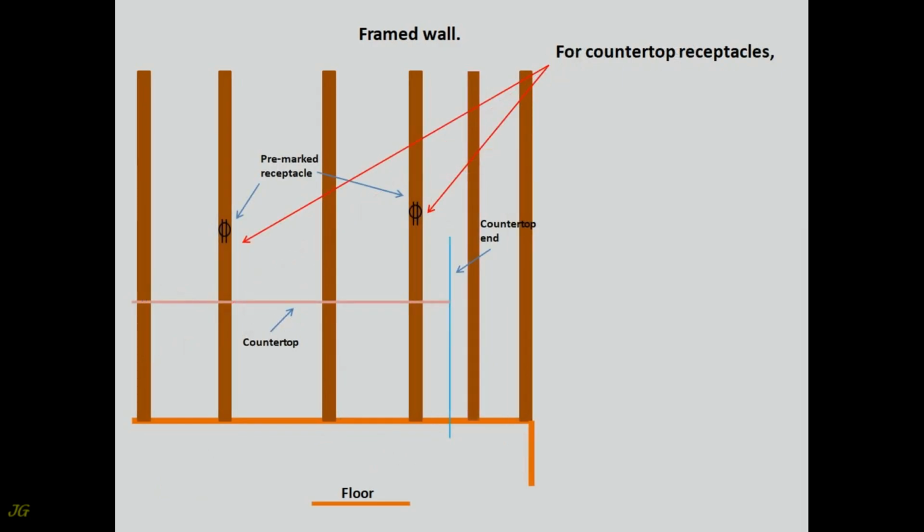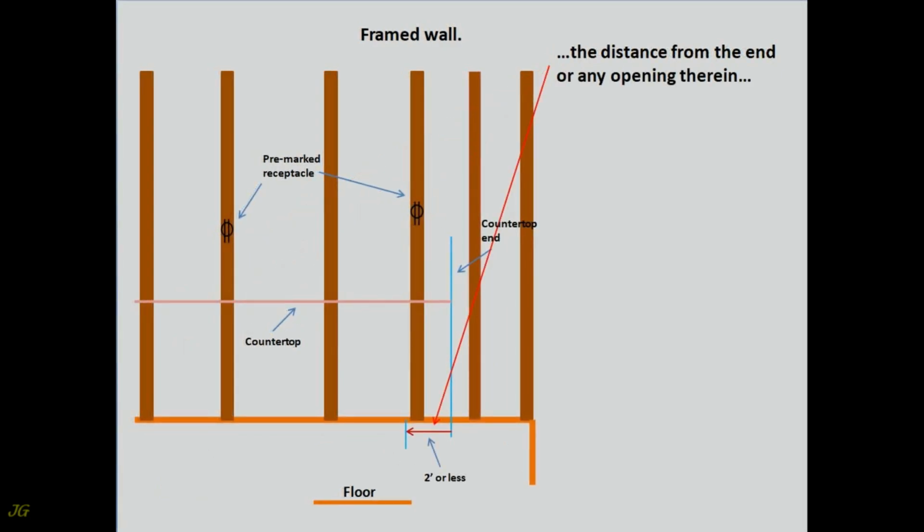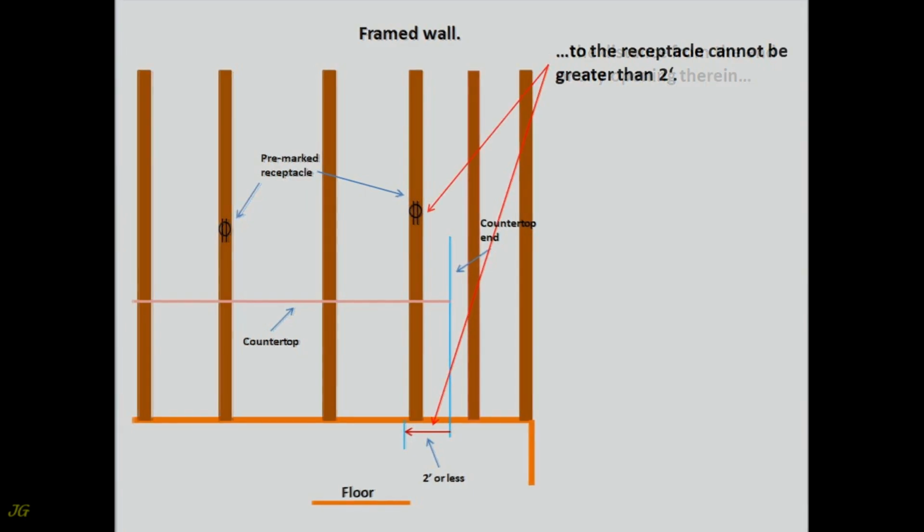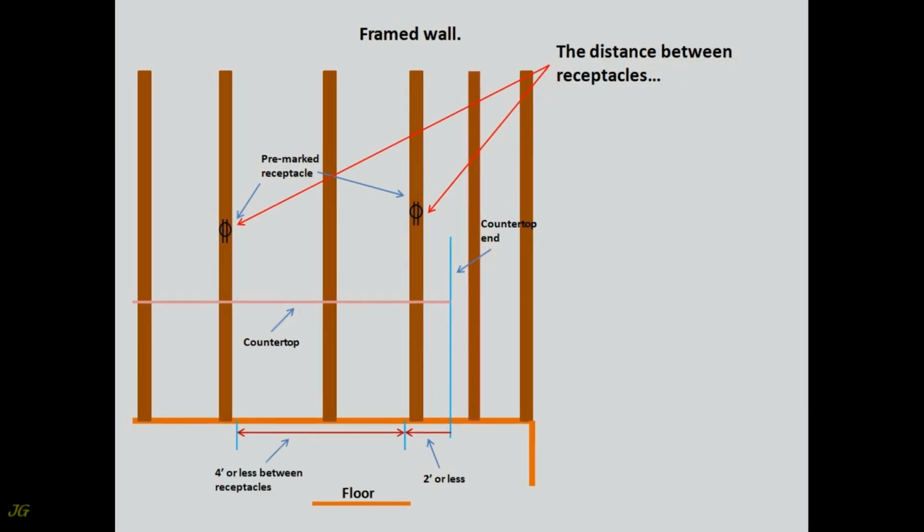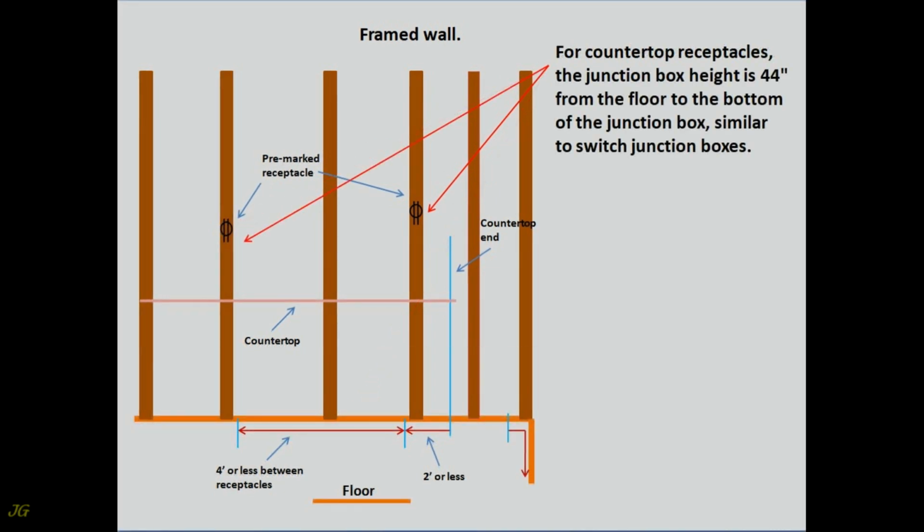For countertop receptacles, the distance from the end or any opening therein to the receptacle cannot be greater than 2 feet. The distance between receptacles cannot be greater than 4 feet. For countertop receptacles, the junction box height is 44 inches from the floor to the bottom of the junction box, similar to switch junction boxes.